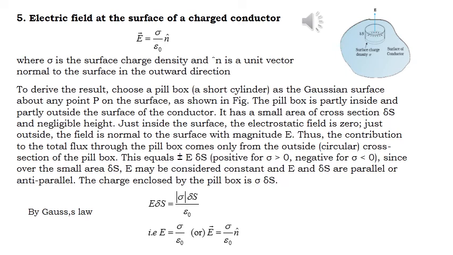So by Gauss theorem, E into the area delta S equals sigma by epsilon naught into delta S. Then after simplification we get E equal to sigma by epsilon naught alone, so not sigma by 2 epsilon naught. So the electric field at the surface of a charged conductor is E equal to sigma by epsilon naught, and as a vector quantity, E vector equals sigma by epsilon naught into n cap. N cap is the normal unit vector.